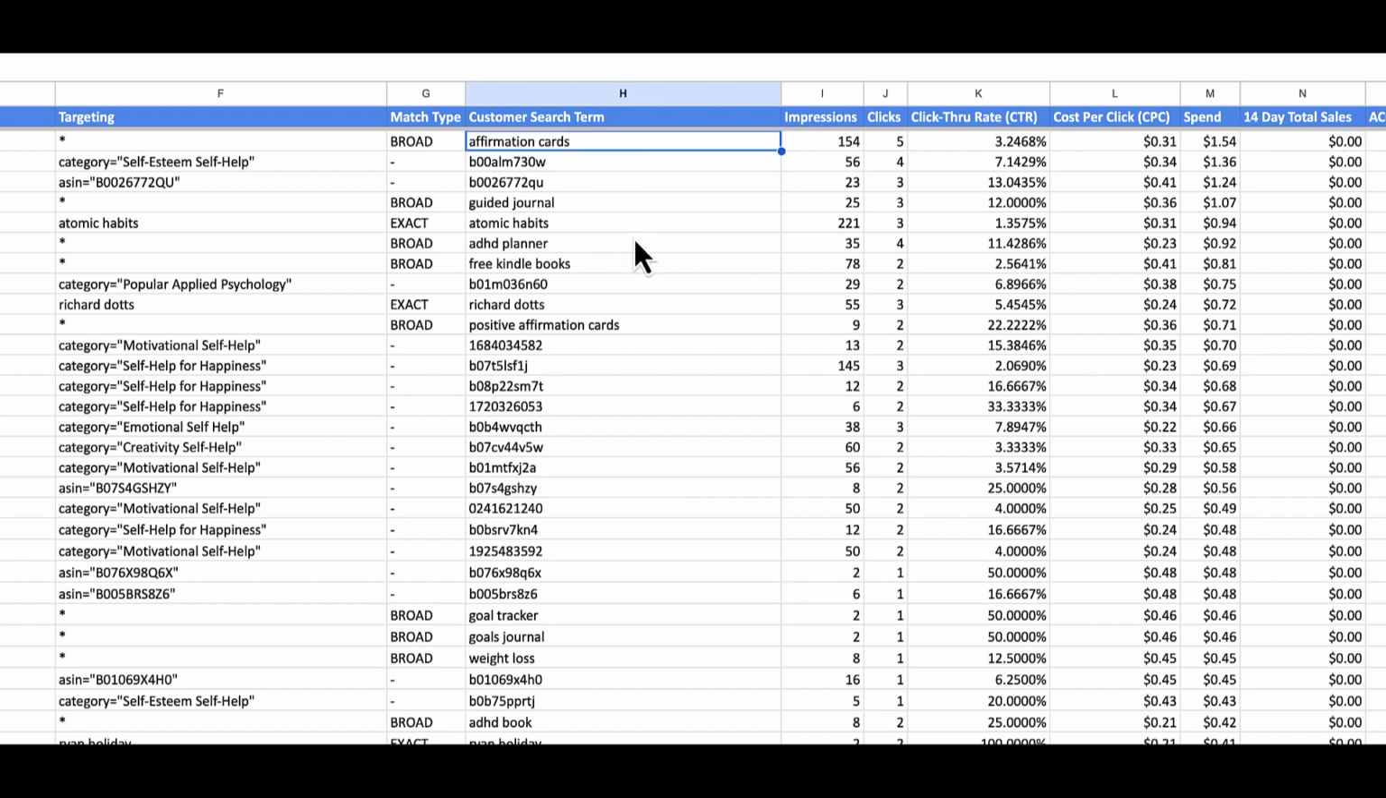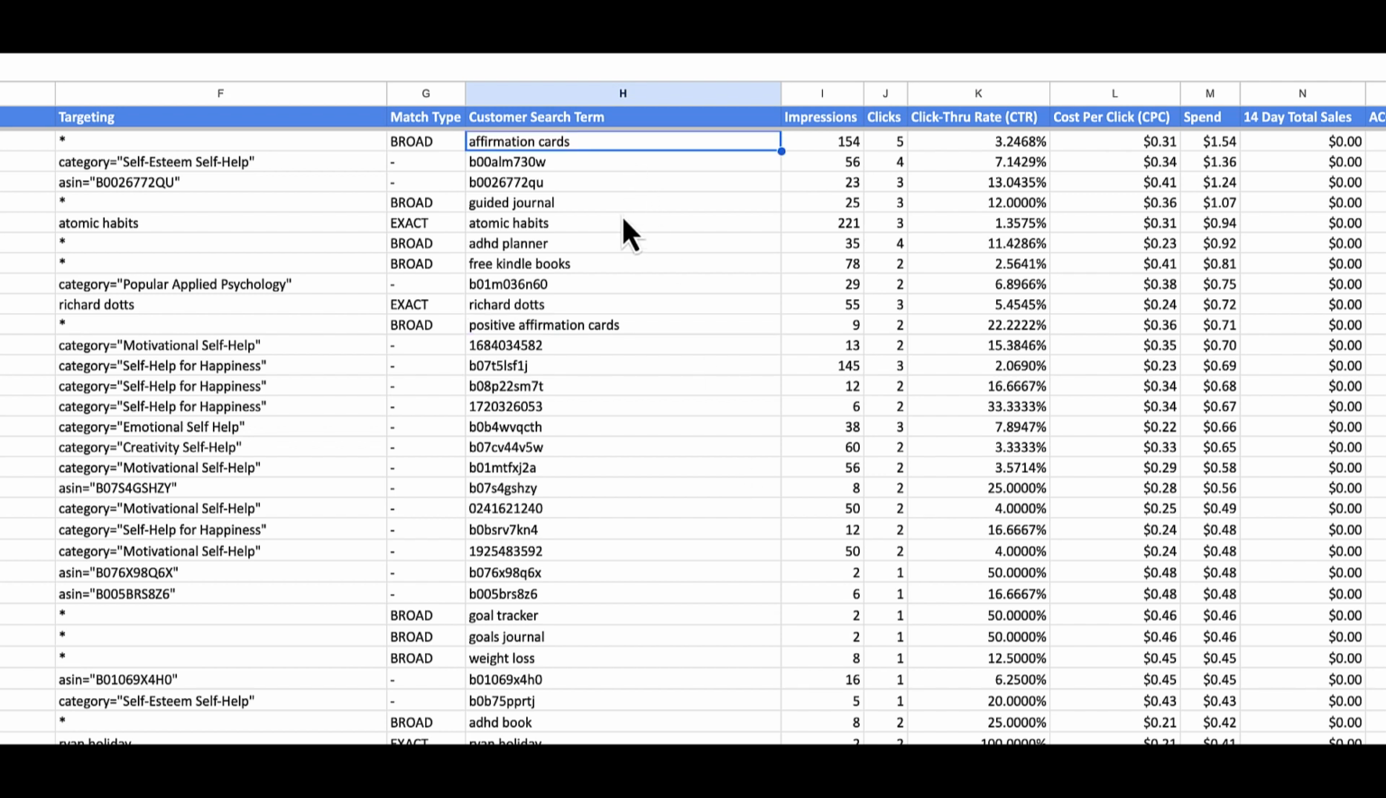So in my particular case, I have two options. One is I can turn off this search term, meaning I will take it out. I could go a little bit more extreme and make it a negative keyword, meaning if someone types in affirmation cards or positive affirmation cards, they will not find my book, because if I make it a negative, then my book will not show up.